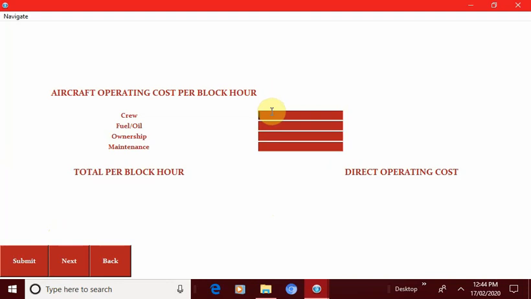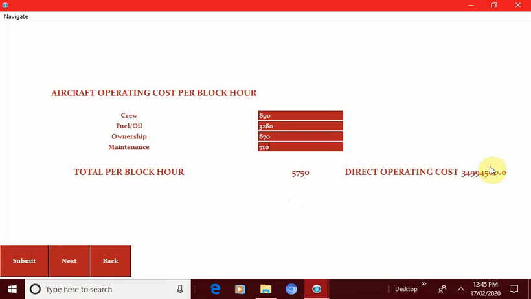Let's say for crew we assume this as $890 per hour. For fuel, say it's 3,280, and ownership let's say is $870 per hour, and the maintenance per hour would be say $710. And then we hit the submit button, we'll get the total per block hours, and direct operating cost will also be calculated. Submit.